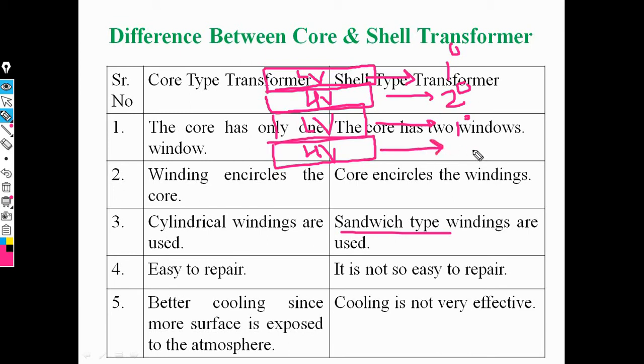and again secondary winding. That means sandwich type winding is defined as one in which we use interchanging windings: primary winding after secondary winding, then again primary winding after secondary winding. This type of winding is called sandwich type winding, that is, LV winding, HV winding, LV winding and HV winding. This is the difference between cylindrical winding and sandwich type winding.